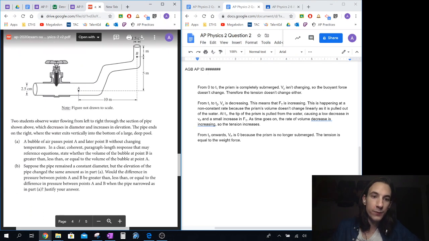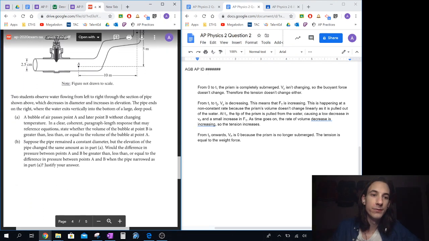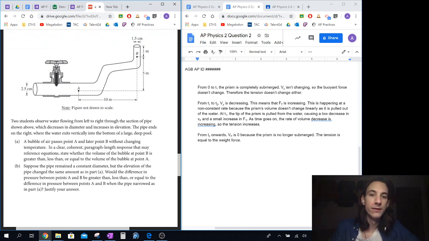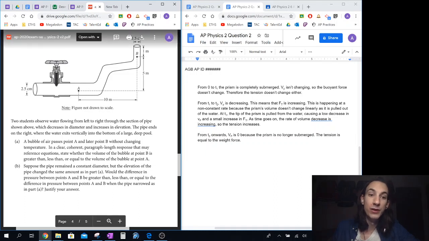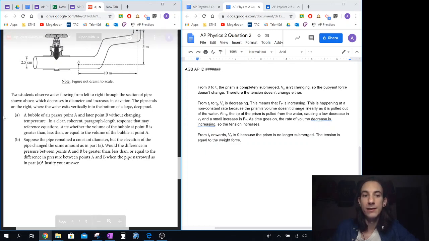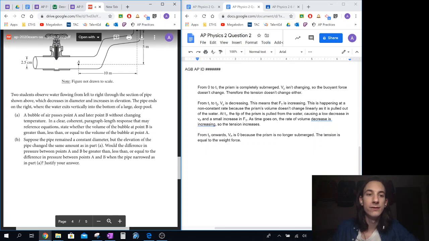two students observe water flowing from left to right through the section of pipe shown above, which decreases in diameter and increases in elevation. The pipe ends on the right where the water exits vertically into the bottom of a large, deep pool. So for the first one, we're saying a bubble of air passes point A and later point B without changing temperature. In a clear, coherent paragraph length response that may reference equations, state whether the volume of the bubble at point B is greater than, less than, or equal to the volume of the bubble at point A.